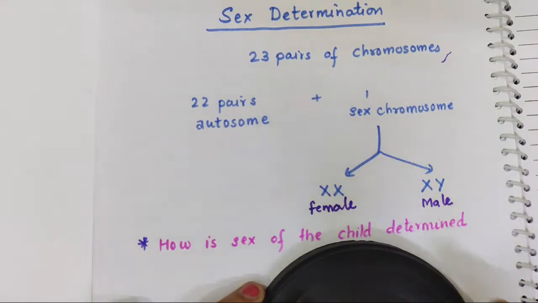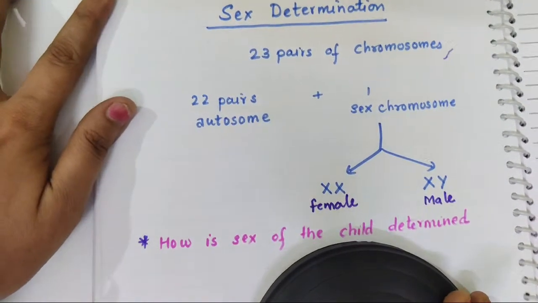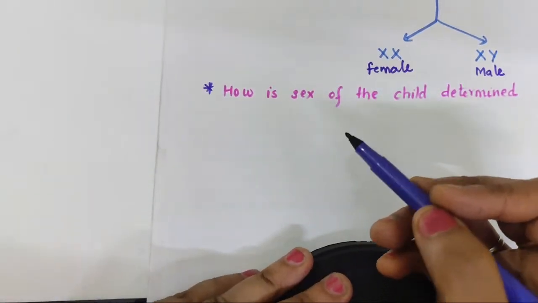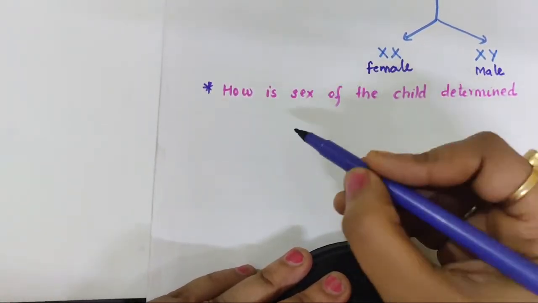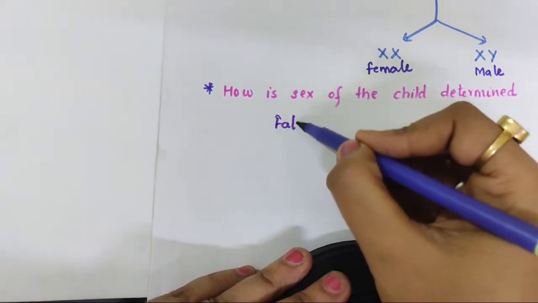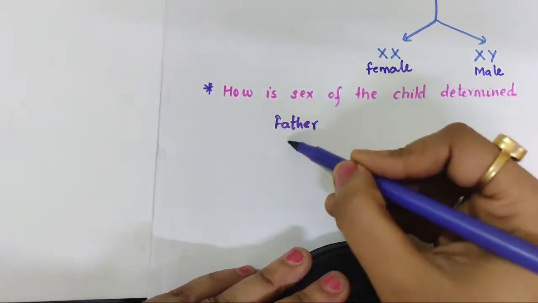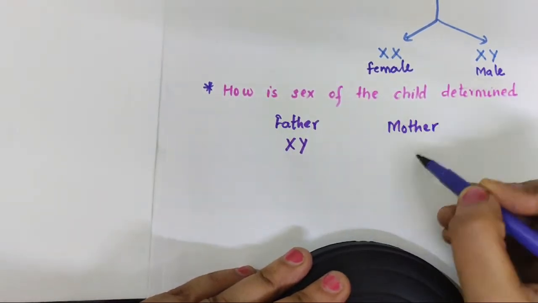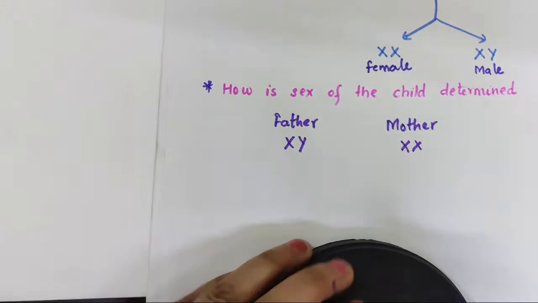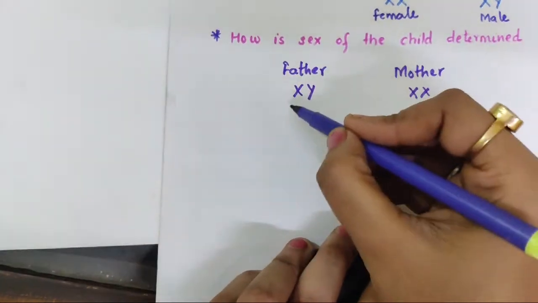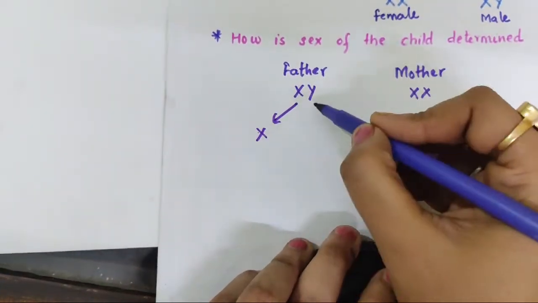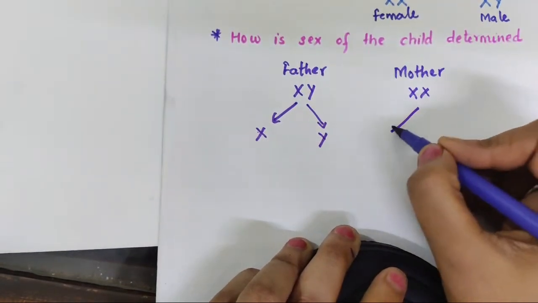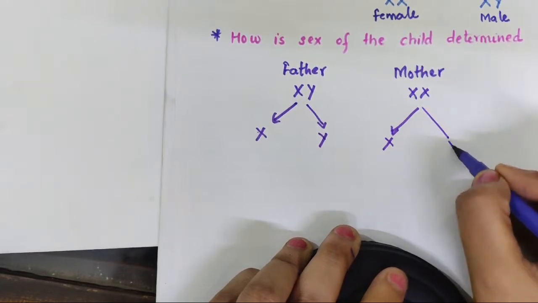So now the question here, how is the sex of a child determined? In this case we will show one cross here. For example, the father is giving the gametes X and Y, and the mother is having gametes X and X. So when we cross these 2 gametes, how do we have to cross this? First of all, we will separate this. These are 2 gametes which the male will produce. These are 2 gametes which the female will produce.